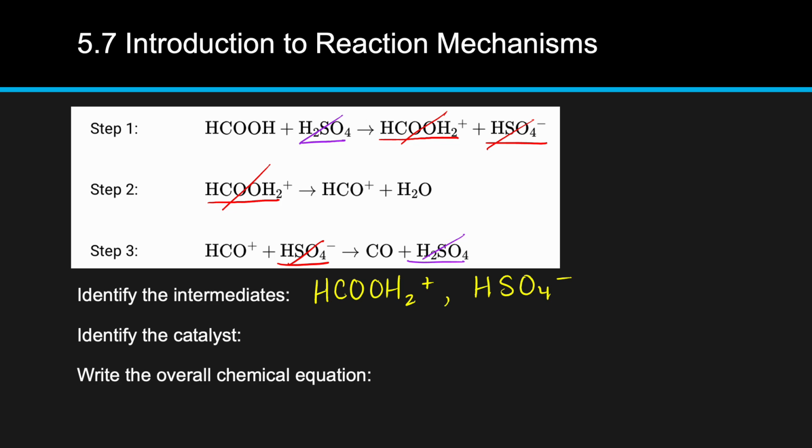So that would be our catalyst. All right, and while I was writing down that catalyst, I noticed another intermediate that we forgot. So if you caught that before I did, great job. But HCO plus is also something that is created in step 2 and used up in step 3, and there's only one of those, so those cancel each other out, which means that is also an intermediate.